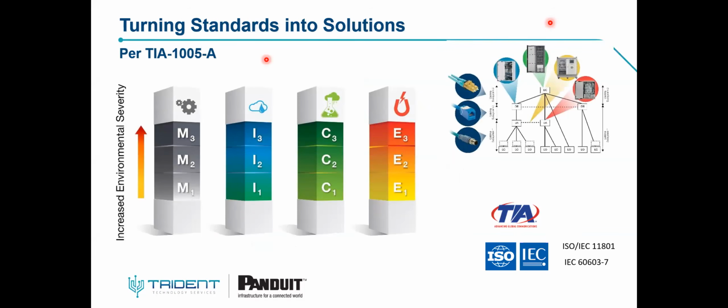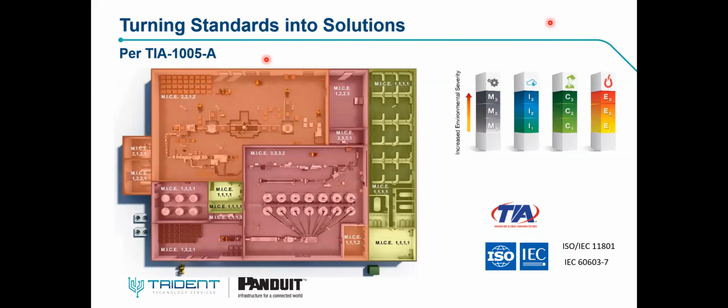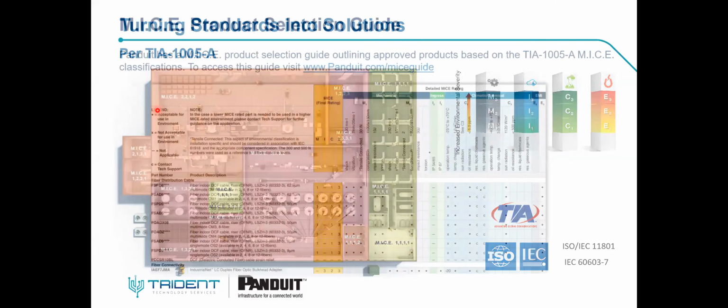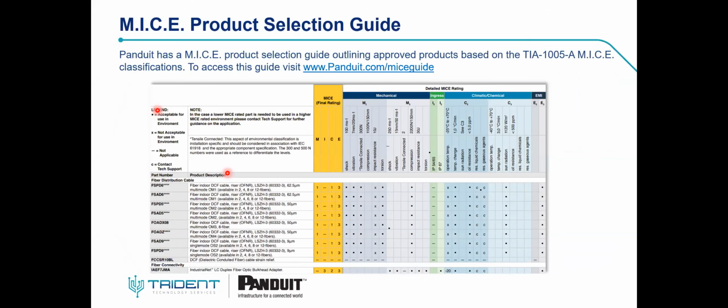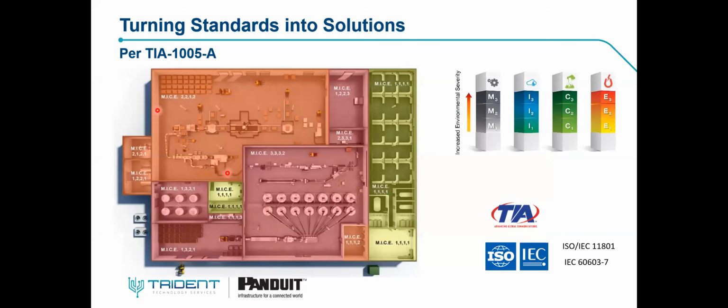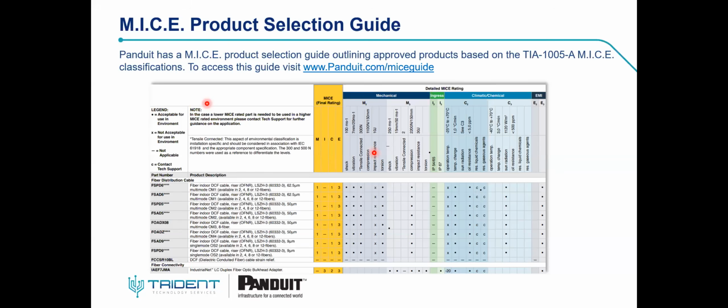MICE rating is very important. You need to rate your environment as shown here. Each area can have its own rating. You can choose the rating for the area, as you can see here, different ratings for different areas. Finally, the product selection. When you have the area rating and the MICE rating for each area, now you can finally get the product.